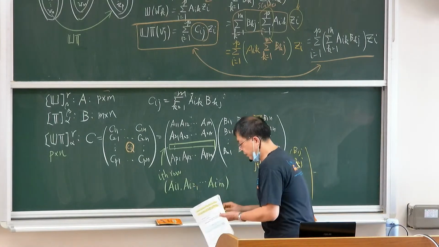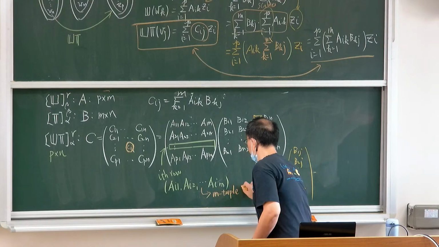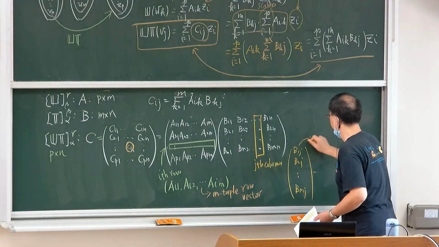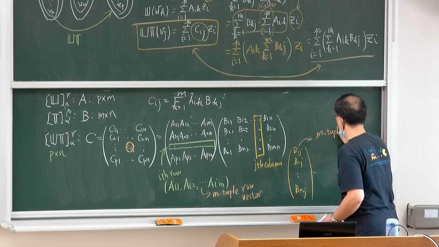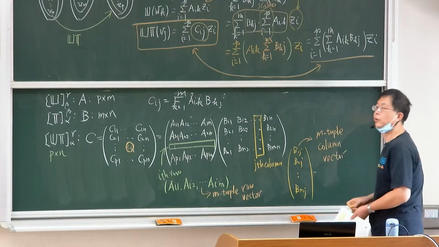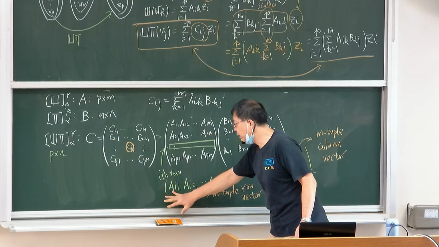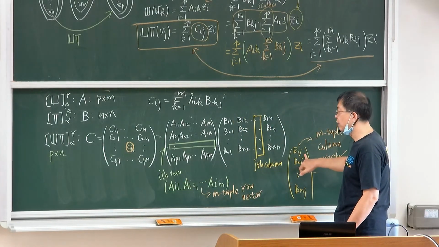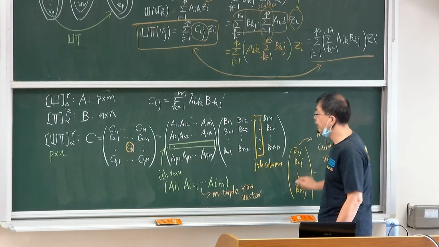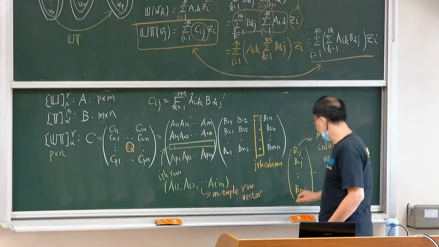So this is an m-tuple row vector. This is an m-tuple column vector. So what we are doing is that we multiply ai1 times b1j plus ai2 multiplied by b2j and ai3 times b3j, etc., to aim times bmj.